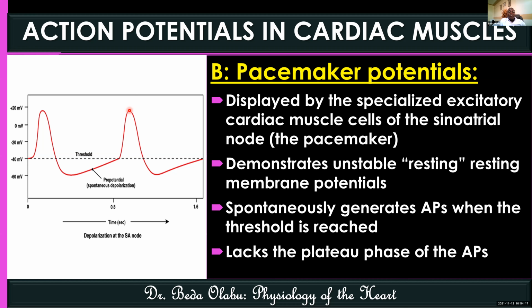Usually the pacemaker will be influenced, therefore, by the autonomic nervous system. Sympathetic will increase the activity of the pacemaker, and parasympathetic will slow down the pacemaker. But even without sympathetic and parasympathetic, the pacemaker will still spontaneously generate impulses, in a regular rhythm. All right, so those are the pacemaker potentials. Take note that the pacemaker doesn't have a plateau phase and its resting state is unstable.